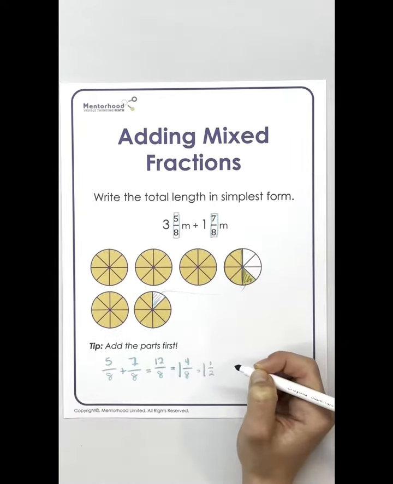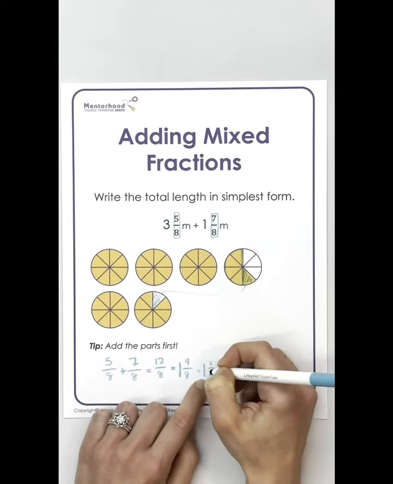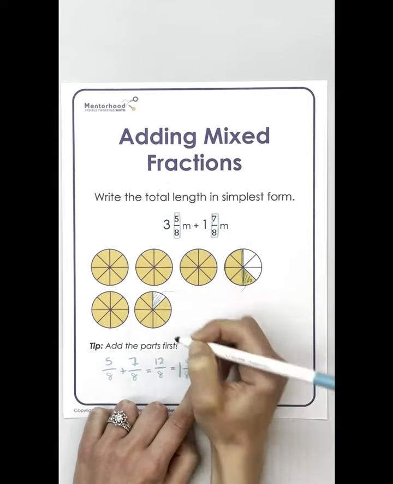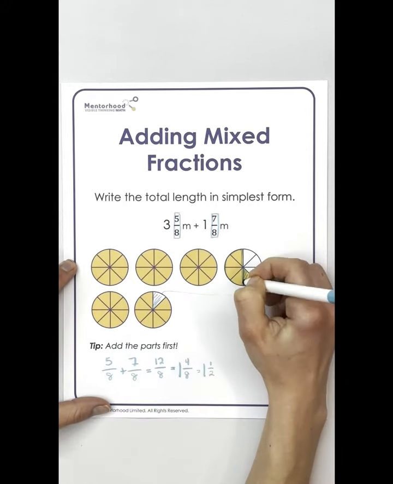Now, if we had added the wholes first, we would have done 3 plus 1. 1, 2, 3 plus 1 is 4. And then we still would have had to add another whole, because this now becomes a whole. So it would have been 5. Okay, so how much do we have? Just to recap, 1, 2, 3, 4, 5, and 1 half.